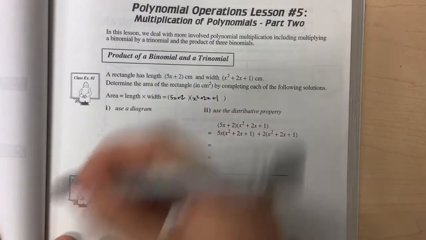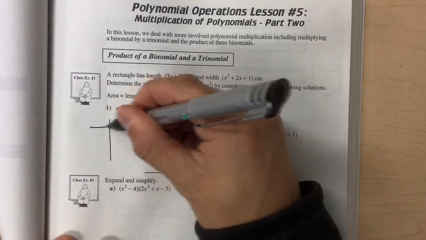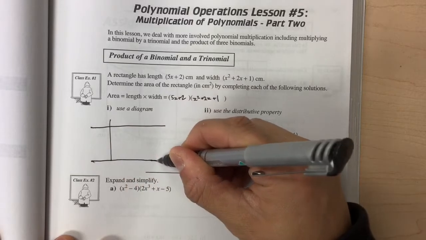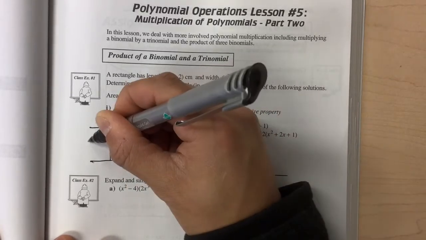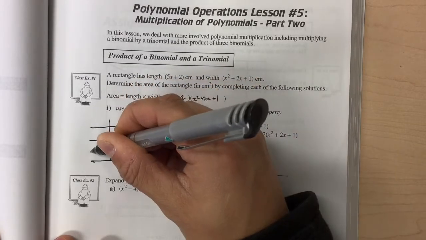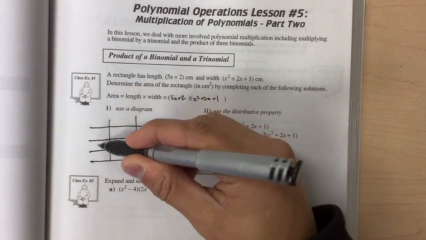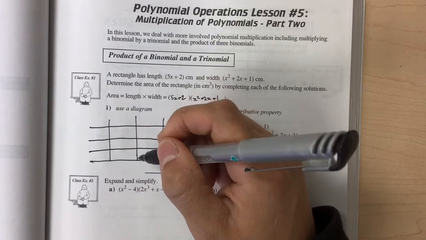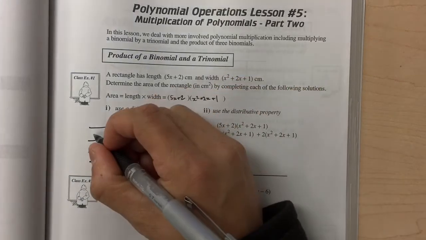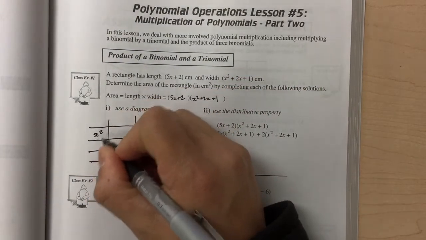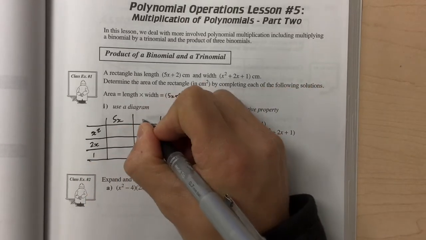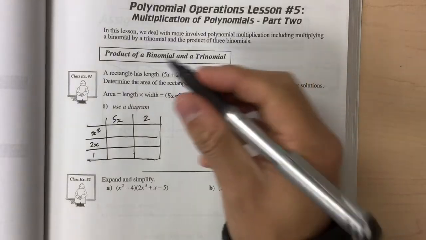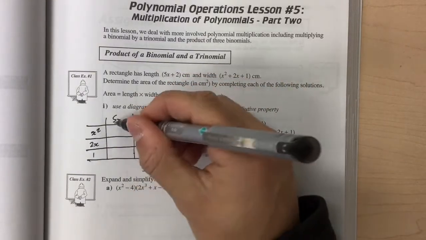We can use an area diagram, which if you recall using with multiplying 2 binomials, it looks something like this. Now, the only difference is we have one more row because we have a trinomial that we're multiplying here. So x squared, 2x, positive 1, and 5x, positive 2. Now we would just multiply each of these terms.